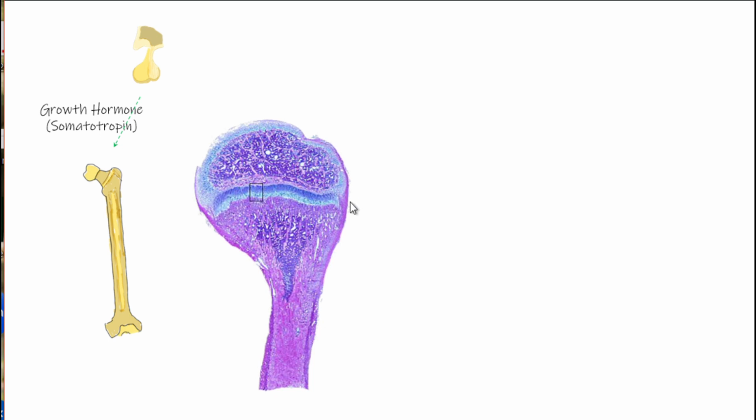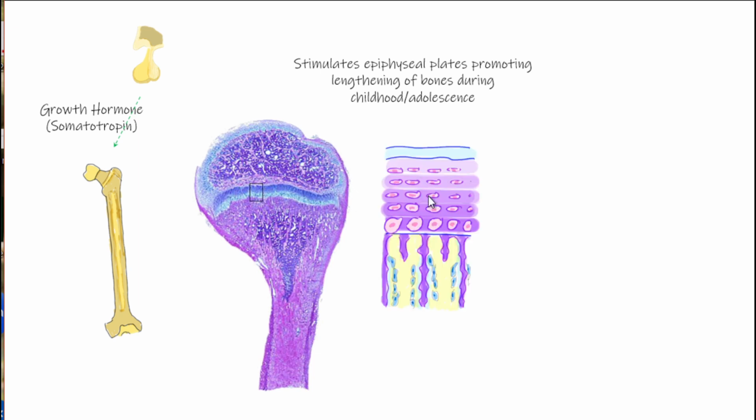This particular area of cartilage is referred to as the epiphyseal plate, also more commonly known as the growth plate. This is the site where bones are going to be growing, and as this area grows, the bone is going to become longer. So let's zoom in and see what this particular area looks like.